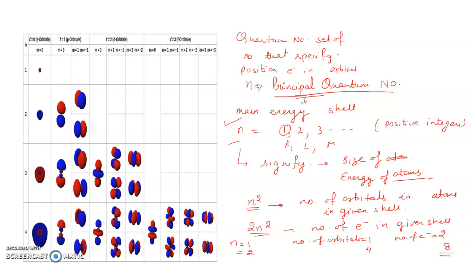Continue with the first part of quantum numbers. We had discussed in the first part the principal quantum number, that is denoted by n. Now let us move to the second quantum number, that is called the azimuthal or angular momentum quantum number. It is denoted by the symbol L.